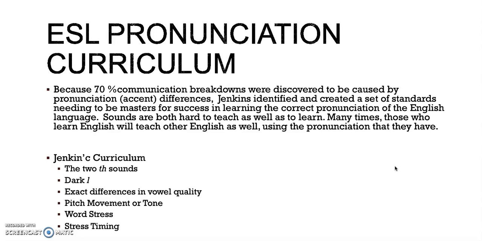For instance, if I learned English in another country, if that teacher had an accent, I would probably say those words the same way that that teacher said those words. And then if I was to teach somebody later, I would teach them that pronunciation too. So Jenkins came up with this curriculum to make learning English a little bit more cohesive. Some things that he put in his curriculum were the two TH sounds, the dark L, exact differences in vowel quality, pitch movement or tone, word stress, and stress timing.